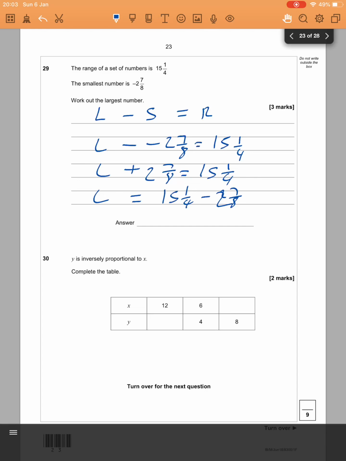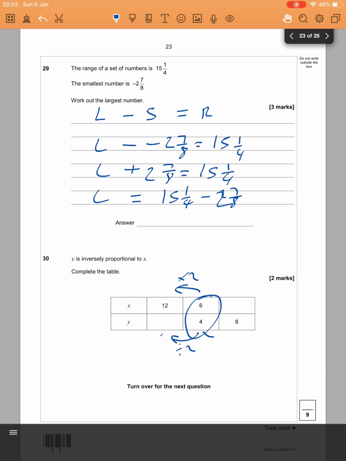Next one, y is inversely proportional to x. That means that as one number gets bigger, the other one gets smaller. So we started with this here. If x is 6, y is 4. Now, if we double 6, we get 12. So if we times that by 2, it's inversely proportional, meaning we will have to halve this one. Have to divide that by 2, and that will give us our number to go there.